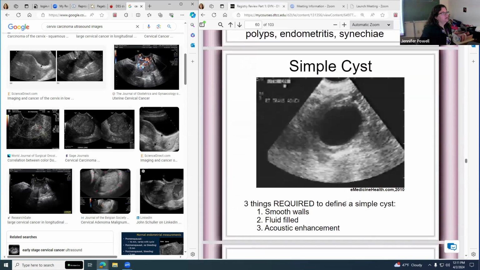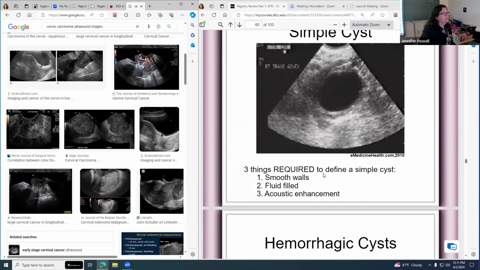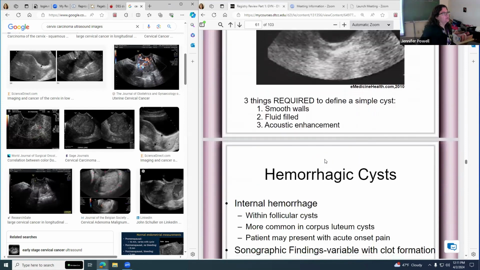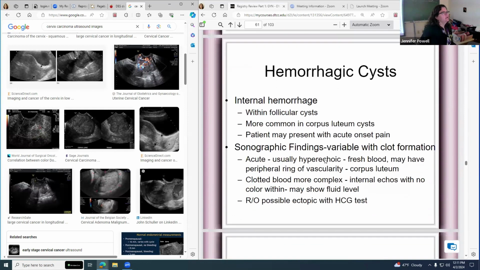Simple cyst. Remember our STAR criteria: S for smooth walls, T for through transmission, also T for thin walls, A for anechoic, no echoes at all, and R is round or sometimes ovoid. But the biggest thing, there being no echoes and having through transmission or acoustic enhancement.